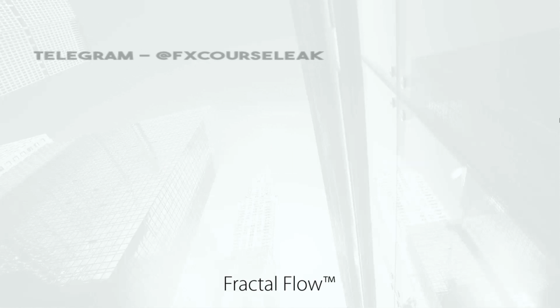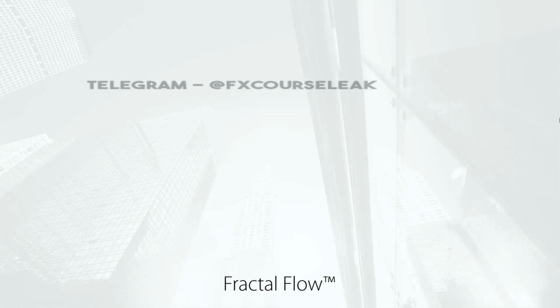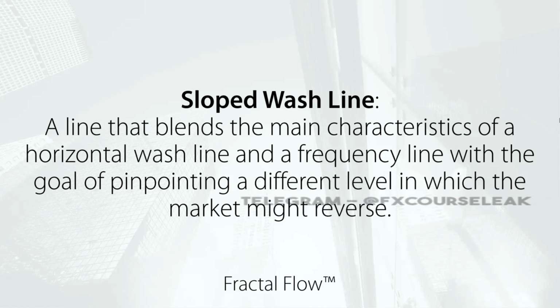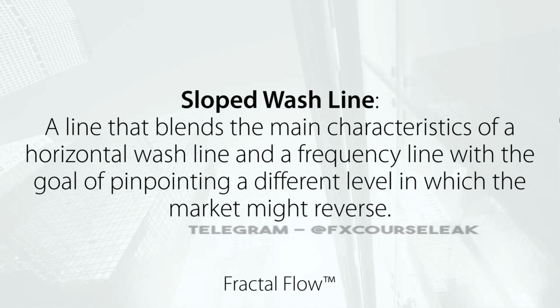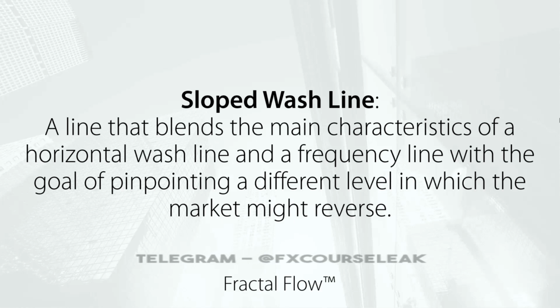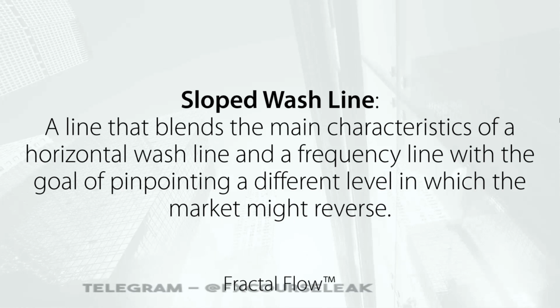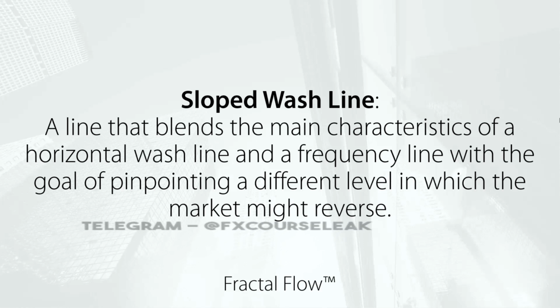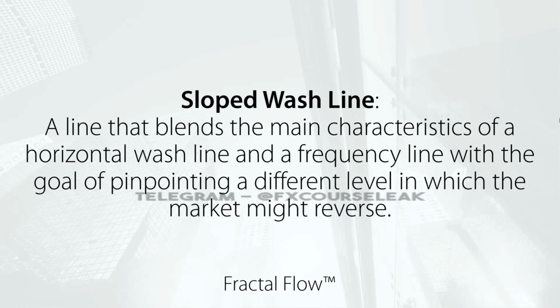The formal definition of a sloped wash line is the following. It's a line that blends the main characteristics of a horizontal wash line and a frequency line with the goal of pinpointing a different level in which the market might reverse. To know in real time which of these levels will actually be the correct level depends on the trader observing how price behaves when it reaches one of such levels. Let's see an example of how the sloped wash line might appear in a price chart.